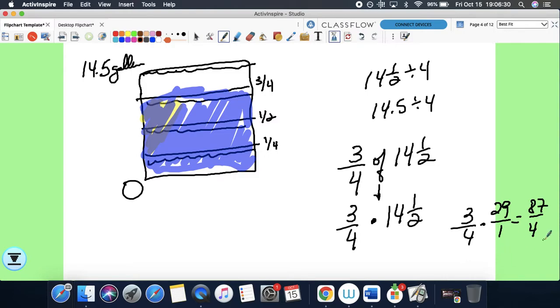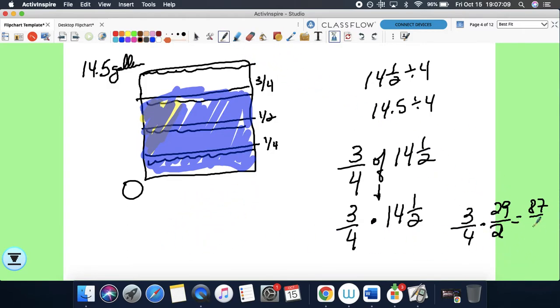So it says write it as a mixed number, so 87 divided by 4, right? There's something, did I do something wrong? Hang on. Did I do something wrong? 3/4 of 14 and a half. Hang on, please. What did I do? 28, 29. Oh, over 2. Sorry, I forgot the 2 here. Oh, all right. That's what's killing me.